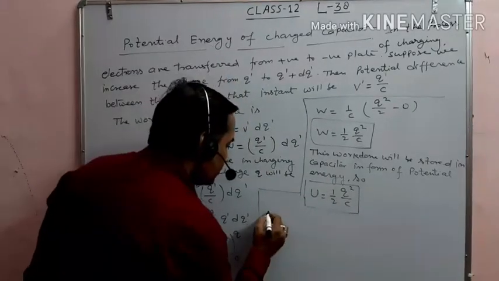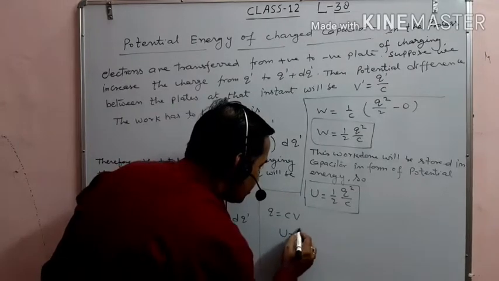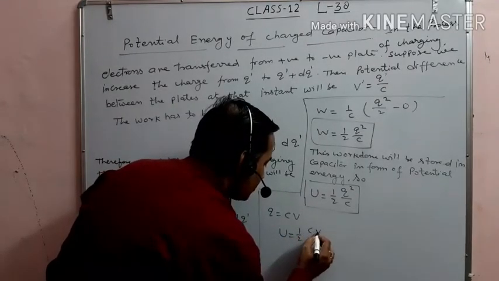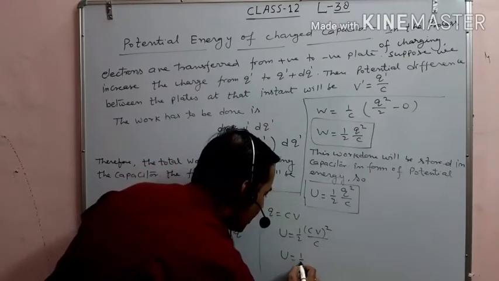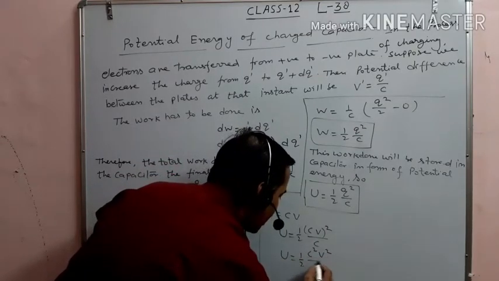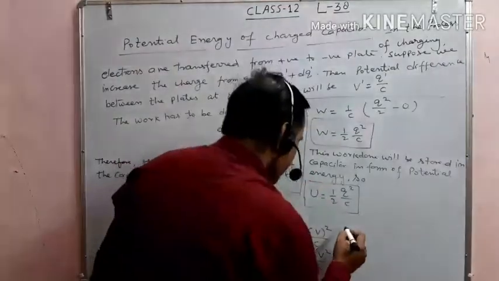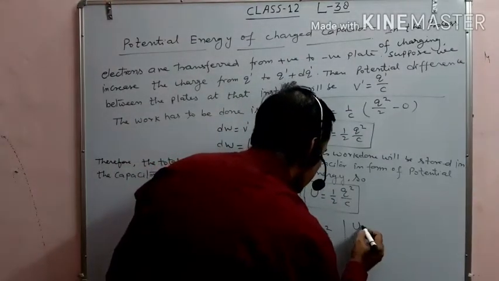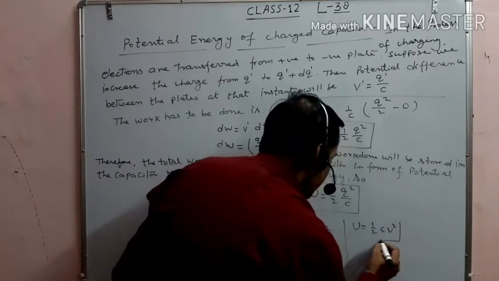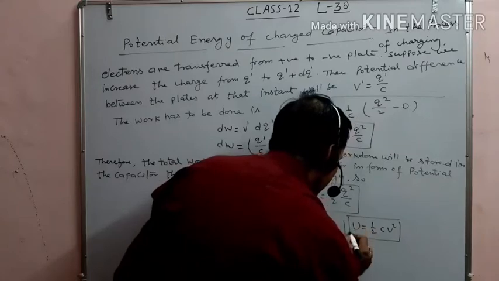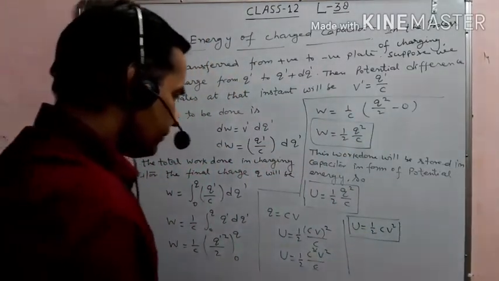We know that Q is equal to C into V. Now putting that in, U is equal to half C V square upon C, so U is equal to half C square V square upon C. One C cancels, so U is equal to half C V square. This is another shape of potential energy. I hope this is clear.